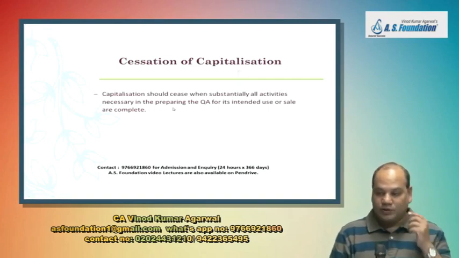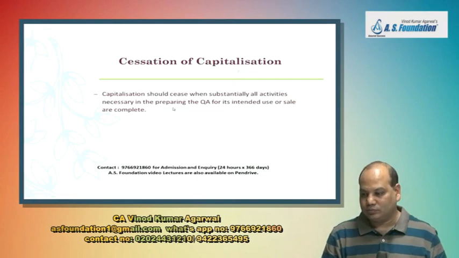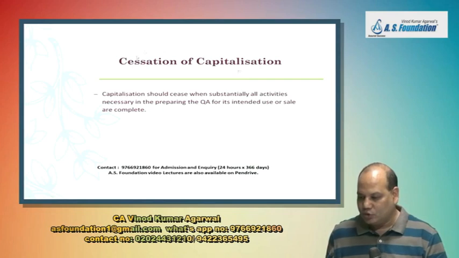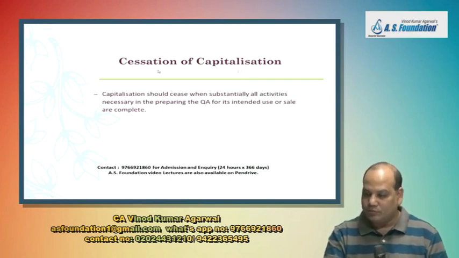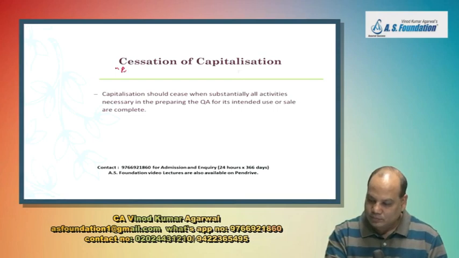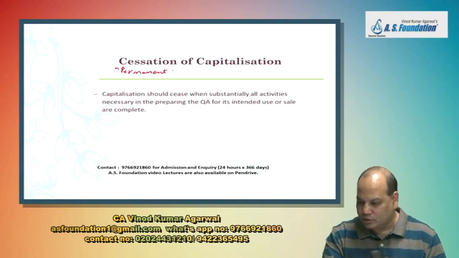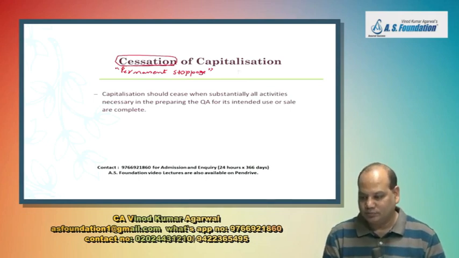Now, the next is cessation of capitalization. What do you mean by cessation of capitalization? Stoppage. Okay. Now, this is permanent stoppage. Thereafter, whatever borrowing costs you will incur will be recognized in statement of profit and loss. You have to also think, when will you stop capitalizing the borrowing cost on permanent basis?